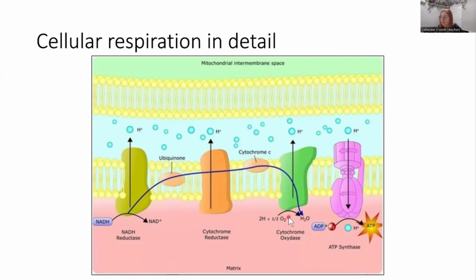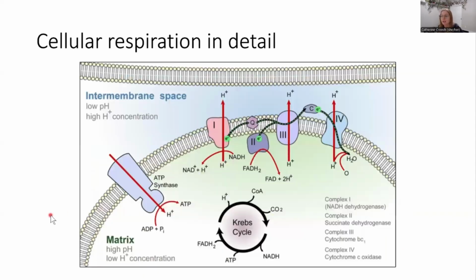Without that oxygen, you wouldn't be able to put the high energy electrons in, and you wouldn't get this concentration gradient, which means that you wouldn't have ATP. If this concentration gradient were to be destroyed, and if you had an equal amount on both sides of the membrane, there would be no net movement of hydrogen, and you would not be creating ATP.